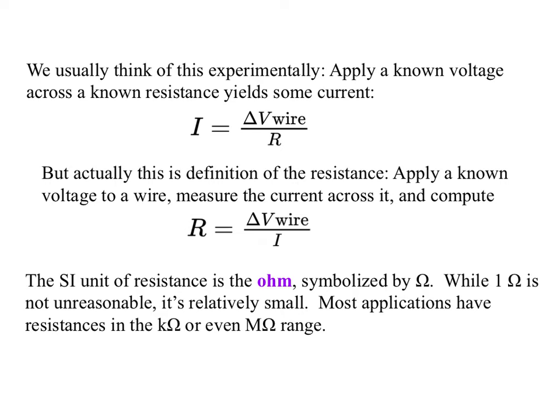The SI unit of resistance is called the ohm and is symbolized by the Greek letter omega, or, and I kid you not, because that's why they picked it, the Greek letter omega, which is pronounced as "ohm-ega." And that's why it's called the ohm. Really, we're not that creative when we name things. While 1 ohm of resistance is not unreasonable, it is relatively small. Most applications we're going to run into will have resistance in the kilo ohm or maybe even the mega ohm range.